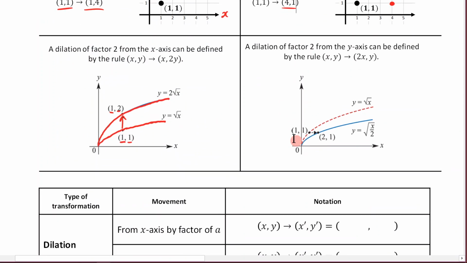Let's look here now. This is now looking at dilating from the y-axis of an entire graph and not just one point. A dilation of a factor 2 from the y-axis can be defined as this. As you can see, I'm starting with this graph here, and after I apply my dilation from the y-axis, it's pushing it this way. You can see the arrow there. It's pushing it away from the y-axis, as opposed to this one over here, which was pushing it away from the x-axis. And you can see that it is my x value that changes when I'm dilating from the y-axis.